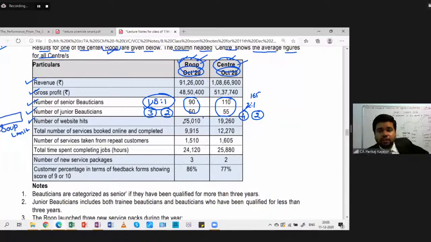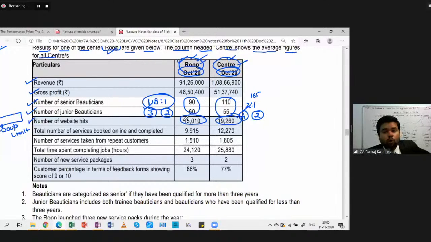How many persons? 15,000 persons search for the Roop, or 19,260 on an average for the other centers. But here there is no mistake of the Roop. Why? Because when a person writes the Soup Limited, the search engine suggests the nearby beauty parlor.